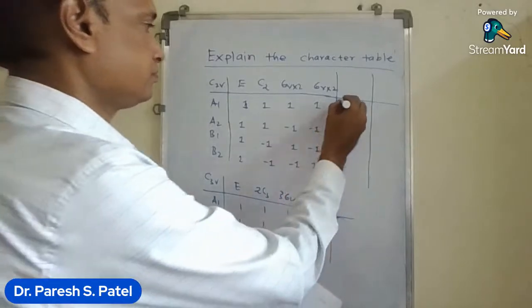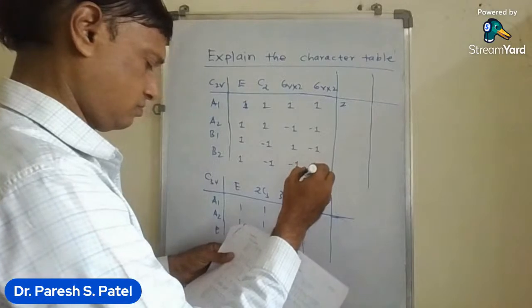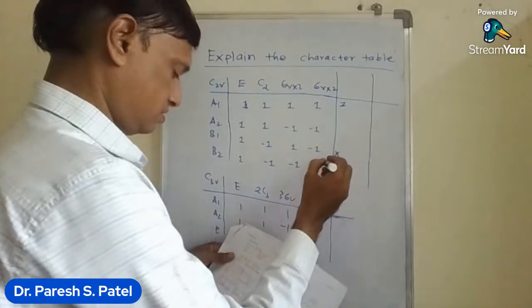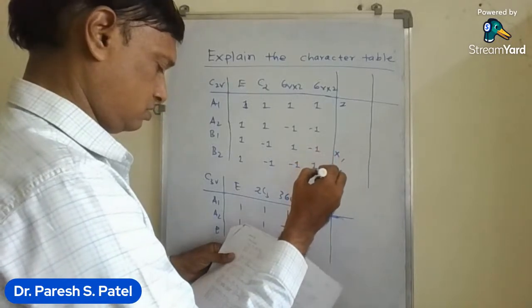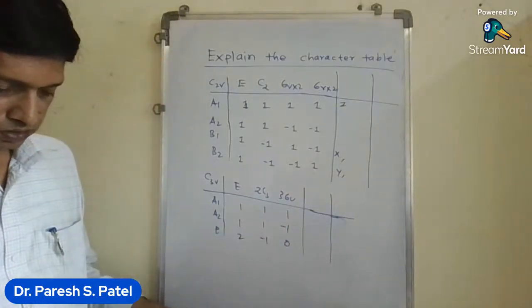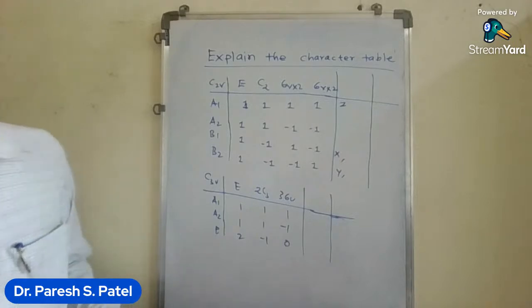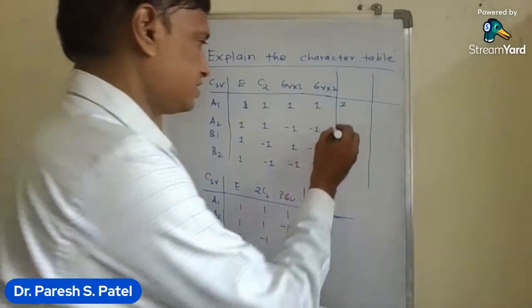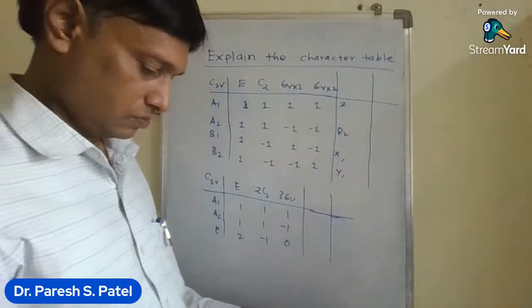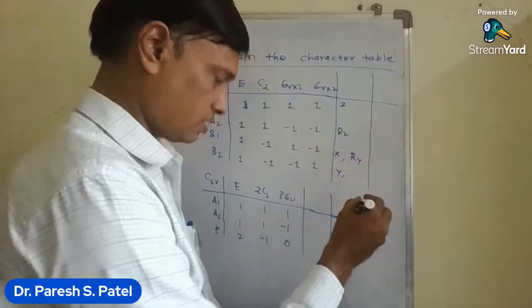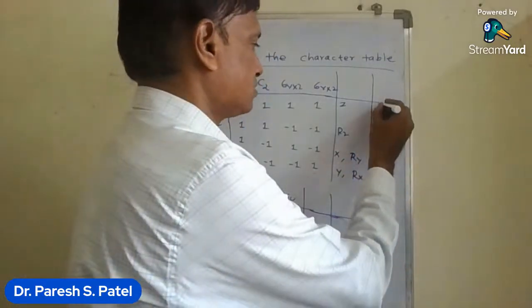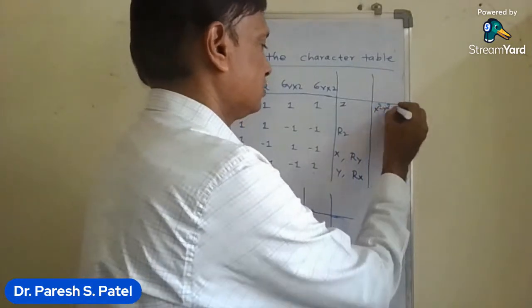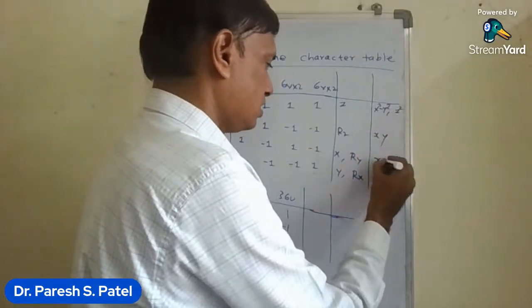So this is z; x, y; Rz; Ry; and Rx. Similarly, x square minus y square, z square, xy, xz, and yz.